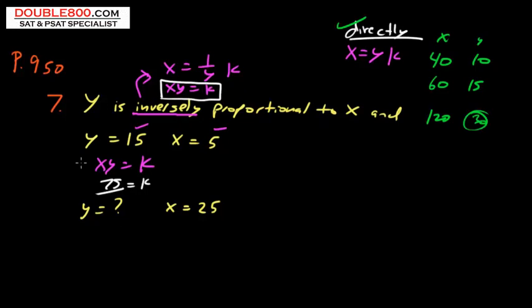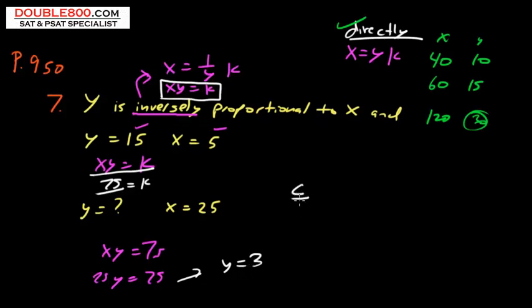Now, you see how the second time we use the same formula. We know x times y equals the constant, 75. We have the value of x, so it's 25 times y equals 75, and then y is simply 3. So it's a pretty easy problem, but I really want you to remember this formula. It's not quite as intuitive as directly. This is a little bit more difficult. So here's the formula, and the answer in this case is 3, choice C.